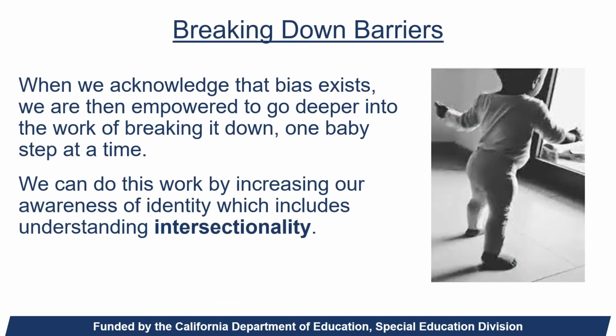When we acknowledge that bias exists, we are then empowered to go deeper into the work of breaking down one baby step at a time. We can do this work by increasing our awareness of identity, which includes understanding of intersectionality. Conversations around privilege, power, and implicit bias begin with self-reflection of how our society works and that there are certain people that benefit from the way the world is structured. And then there are those who are marginalized because of these structures.